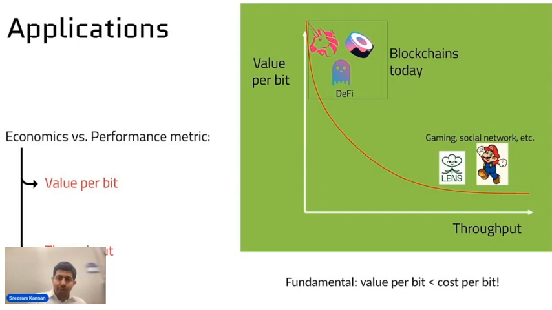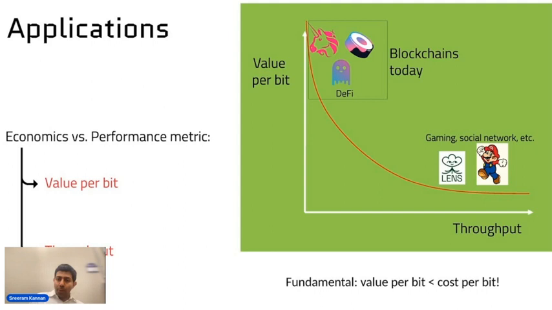But where we want to be is we want to enable new and interesting applications like gaming, social, high throughput DeFi. Not only do we want to go to the high throughput regime, but also we want to get to the low value per bit, like a tweet. How much is a tweet worth? Maybe it's worth a cent, maybe it's worth nothing. So you want to go to that regime. You are talking about a very different kind of system architecture, which would get you there.